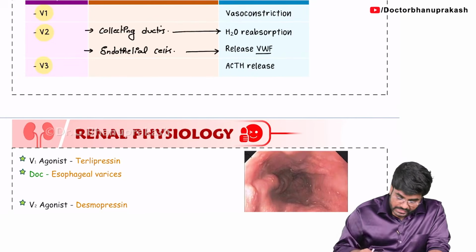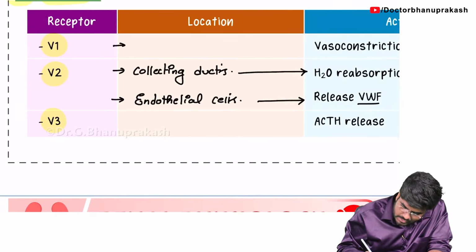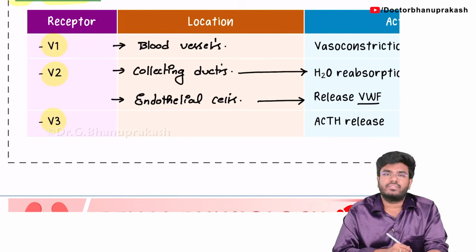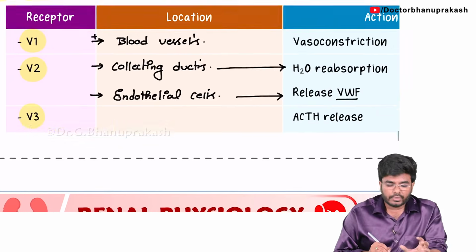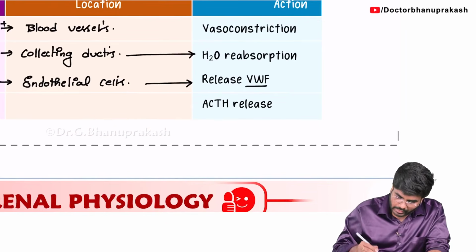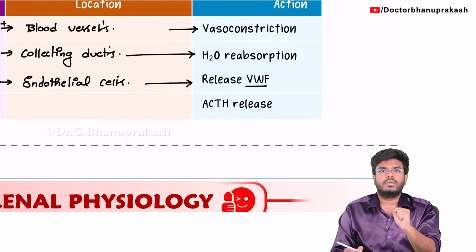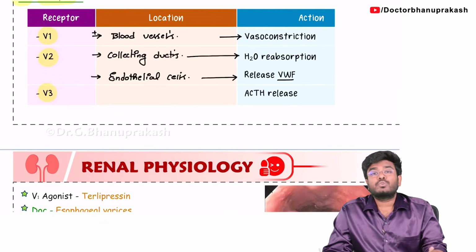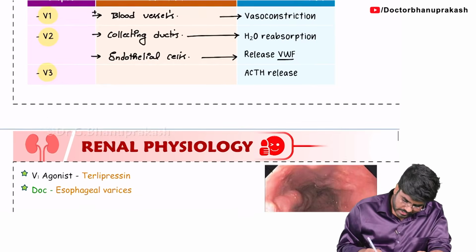Now, where are the V1 receptors present? The V1 receptors are present on the smooth muscles of blood vessels. Now, when you stimulate the V1 receptor, what do you think will happen to the blood vessels? The blood vessels will undergo vasoconstriction. That's why we also call antidiuretic hormone vasopressin, because it's pressing the blood vessels, causing vasoconstriction. Next, what about V3?